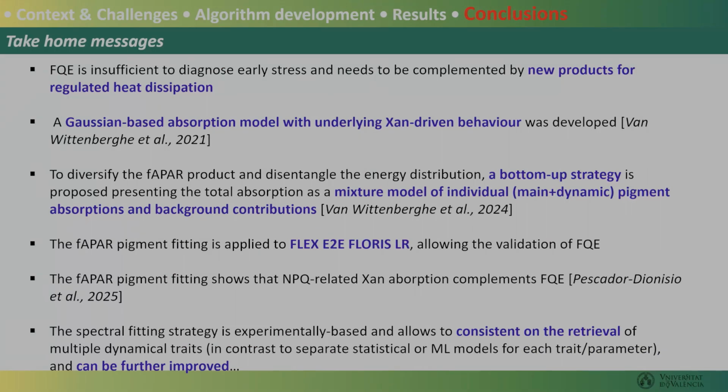The approach here is that we are diversifying the FAPAR product, but we are also doing this consistently in the retrieval. So all the pigments, or basically all the products, are developed in one fitting scheme. This stands in contrast with using different statistical or machine learning models for different traits that are not consistently connected to each other. A spectral fitting strategy is the main algorithm now, but of course, we currently have only part of the dynamics implemented.